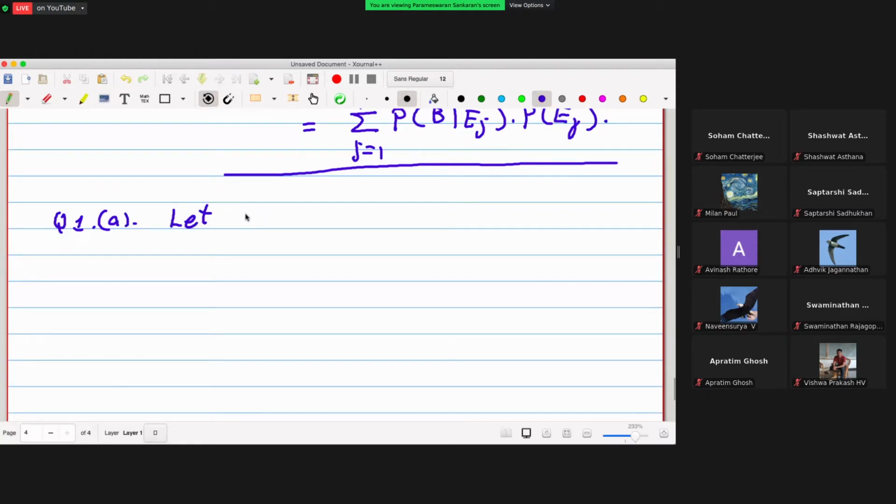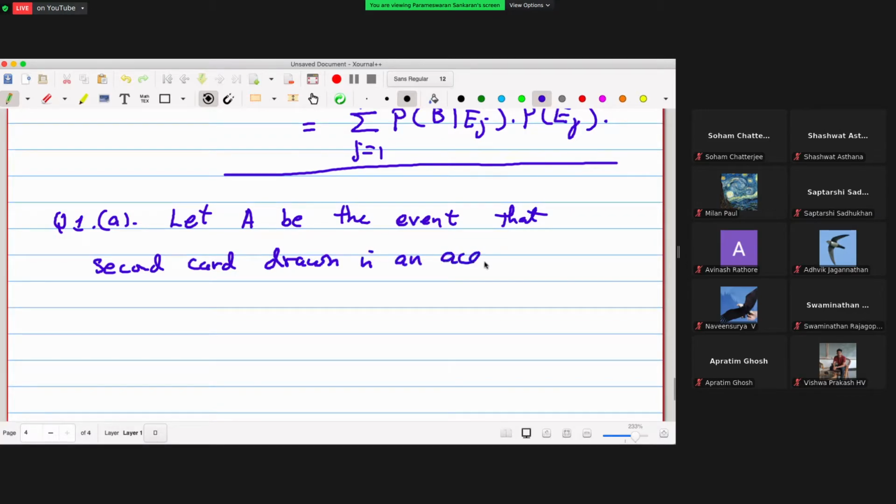Let A be the event that the second card drawn is an ace. Of course, the probability that the second card drawn is an ace, in order to compute that, may depend on the card that was drawn the first time. And we don't know that, so we just say let B be the event.